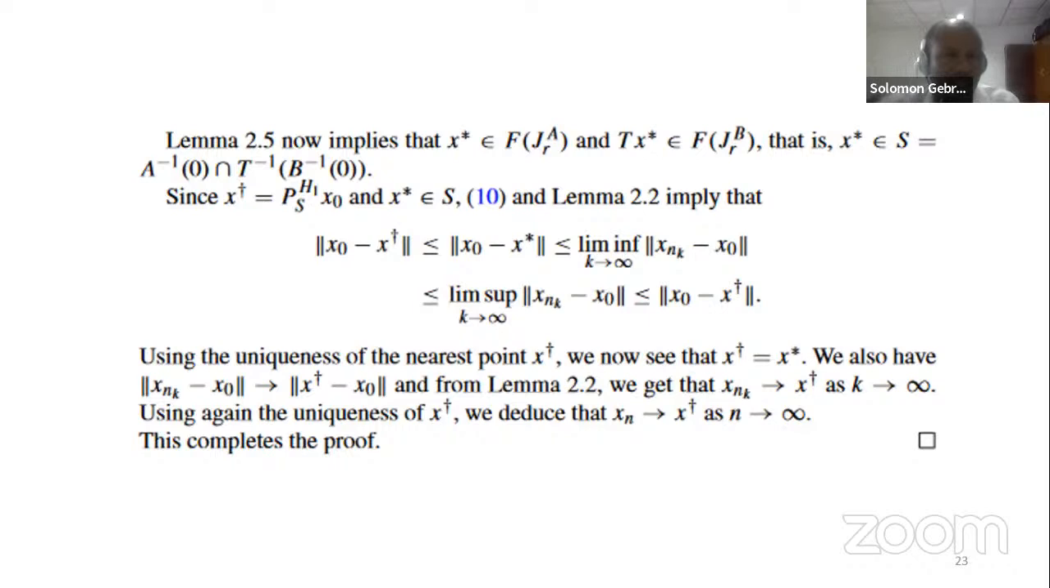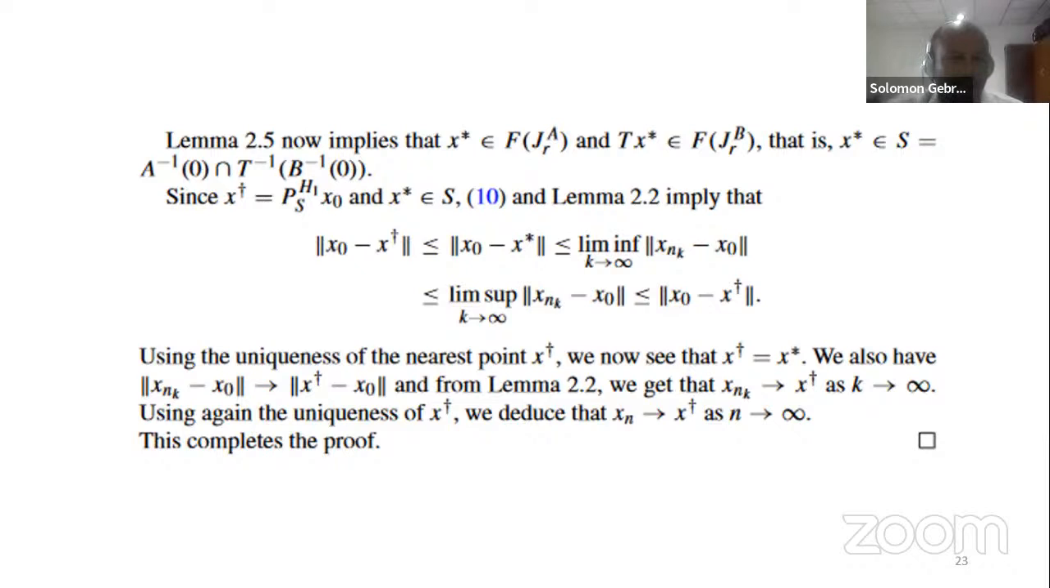And applying the definition at the beginning, we have said x dagger is simply the projection of x naught from the Hilbert space H1 onto S, and x star is an element of S. So by using lemma 2.2, we can see that this expression follows. We have here, as the last expression, this comes from equation 10. Therefore, the left-hand side expression and the right-hand side expression are the same, which means all the inequalities are equalities.